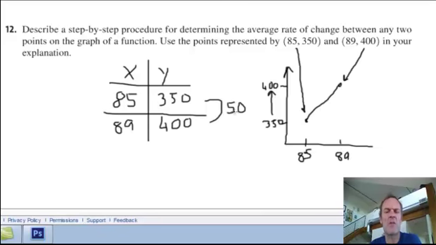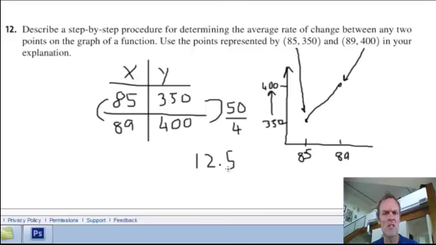Again, I'm not saying this is time or anything, but it went up 50 up the y-axis as it went 4 along the x-axis. It increased by 50 on the y as it increased by 4 along the x. That's just 4 there, isn't it? 85 to 89. So the average rate of change, 50 divided by 4, I believe is 12.5.